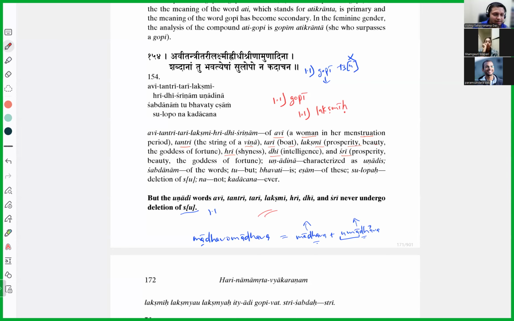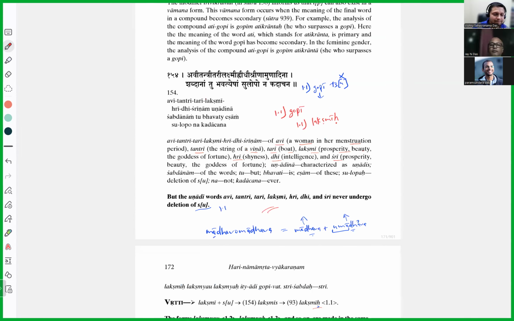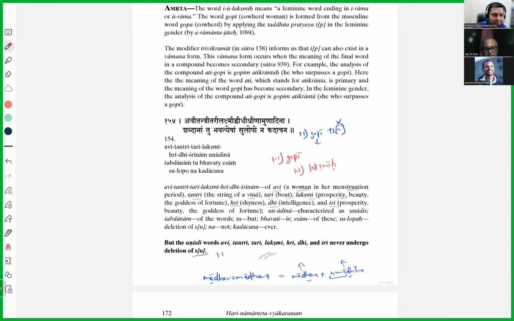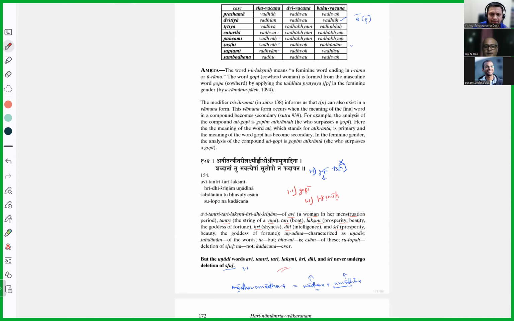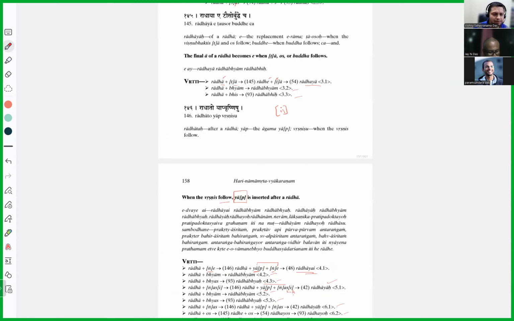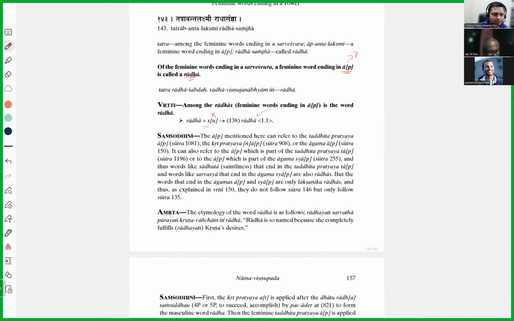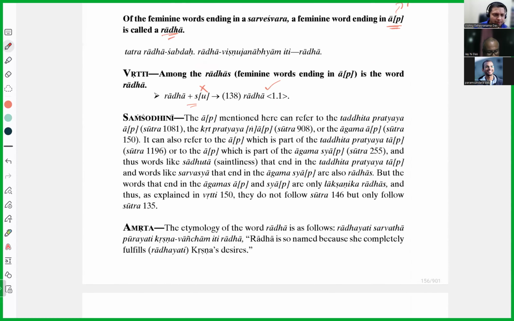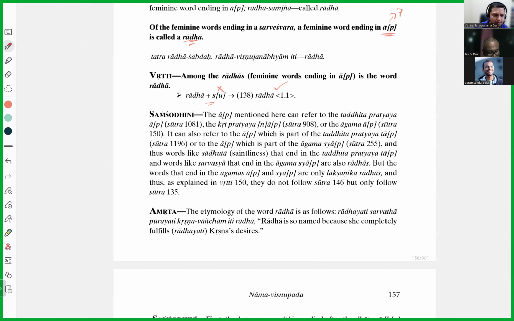Anything else? Prabhu, what is Lakshanika Radha? Where? Lakshanika Radha. This is in the Samsudani of Sutra 143. Okay, we'll go to that sutra for better understanding.